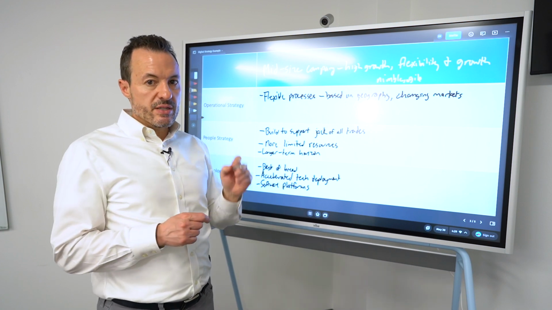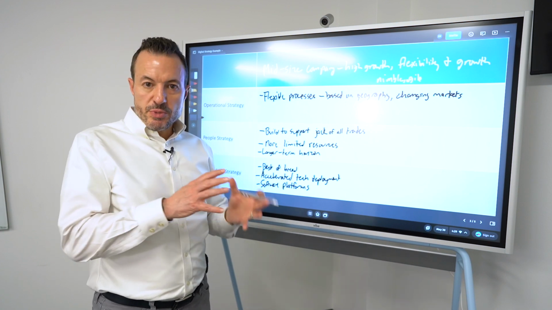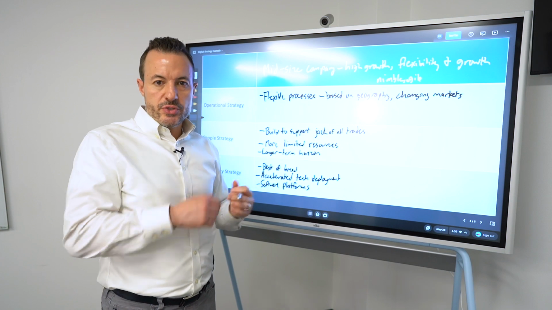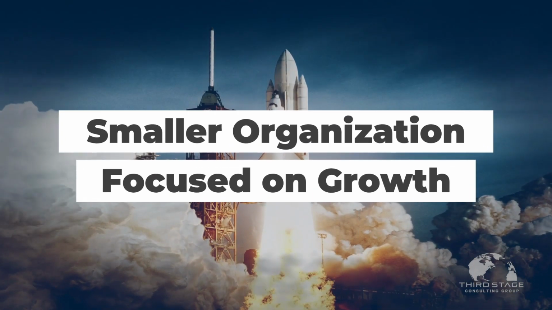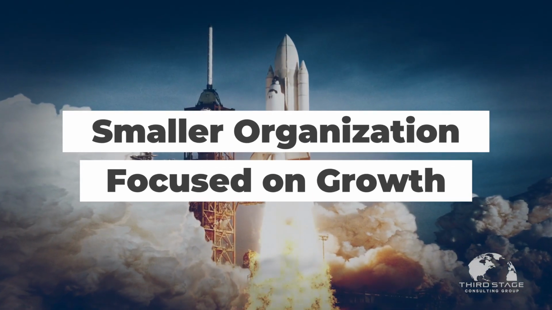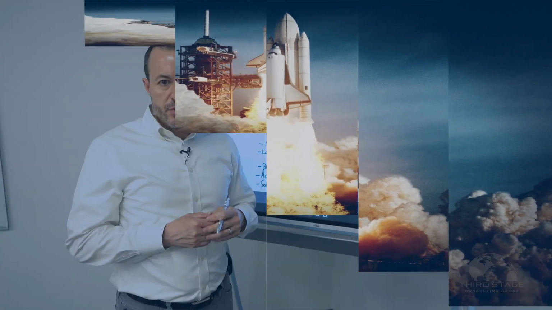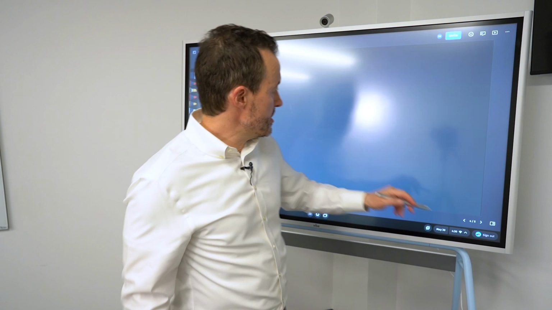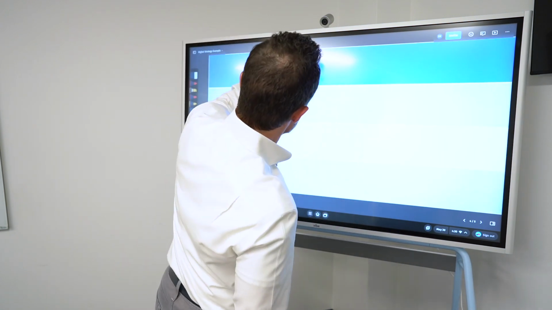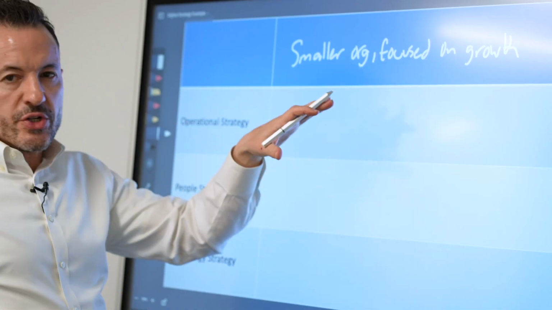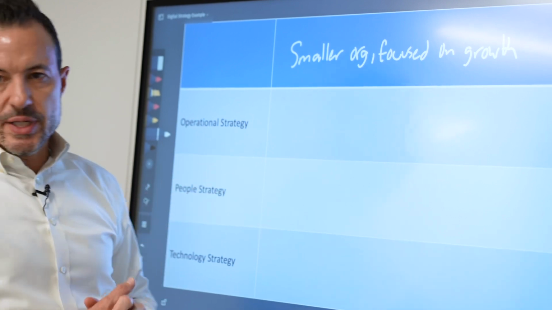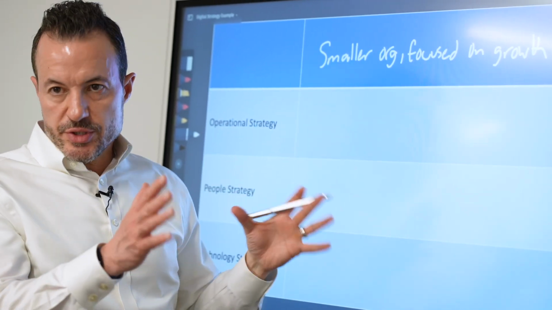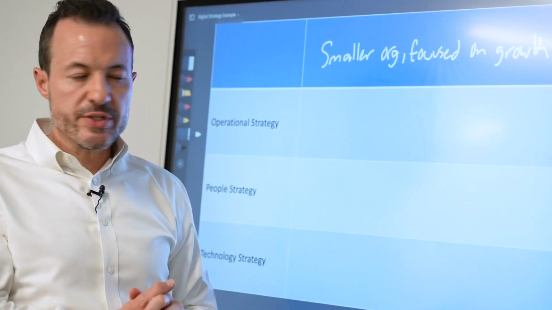So what I want to do next is give you a third example, which is a smaller organization, and what might their digital strategy look like. So the final example I'll give here is a smaller organization that's focused on growth. Now this organization is, say, less than 100 employees, less than 100 million in revenue, just to give you rough numbers, easy math sorts of scenarios.